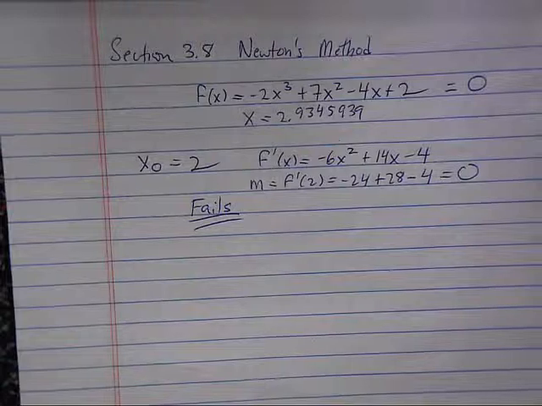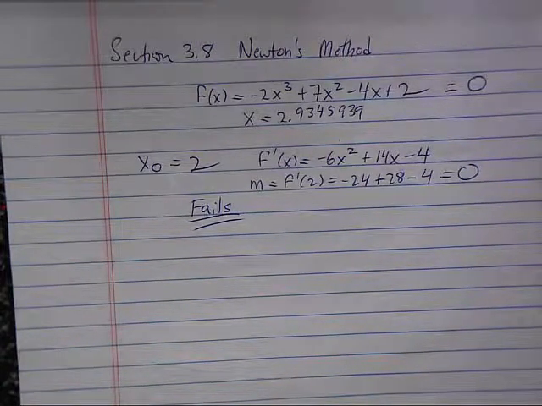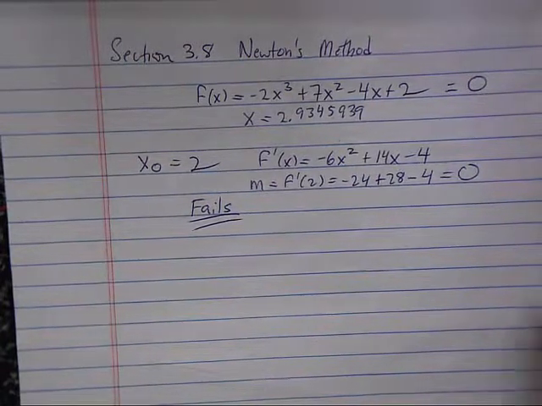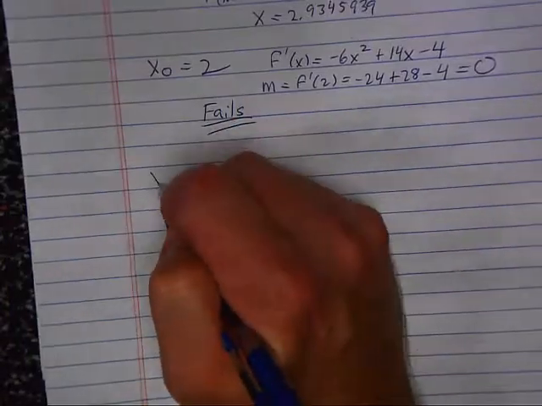This is a good example where Newton's method would fail. Anytime you get your derivative equal to 0, Newton's method isn't going to work. All it means is we picked a bad number. We should not have picked 2. We should have picked something else. We decided we're going to try 3.